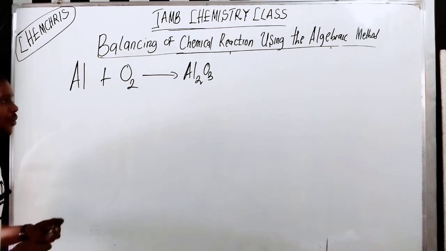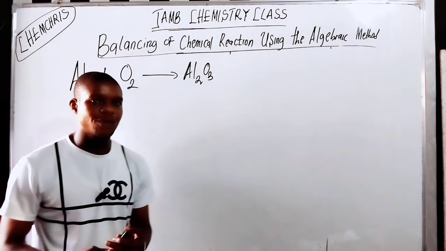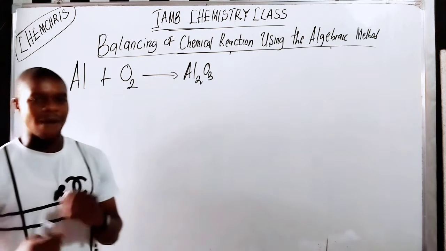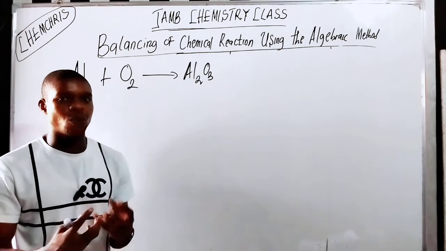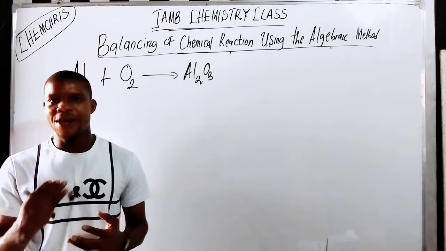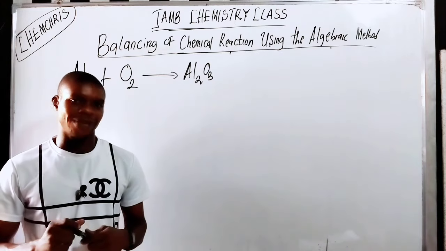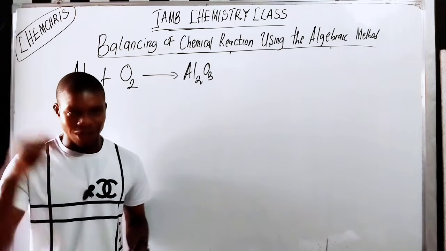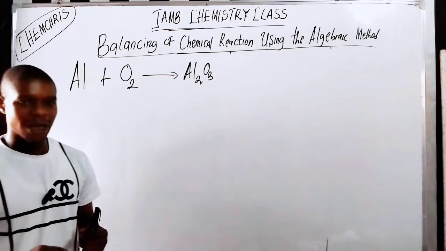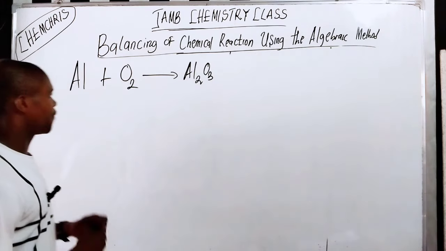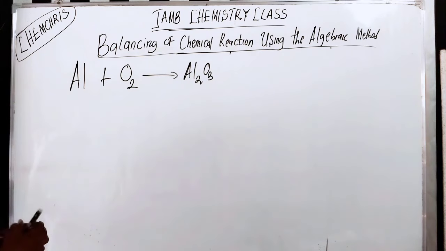Now, what is the first step in balancing with the algebraic method? Leave it in the comment section. I want to hear. There's a reason why I say to leave it in the comment section: I want to see if you actually follow along. What did I say is the first step of balancing a chemical equation?